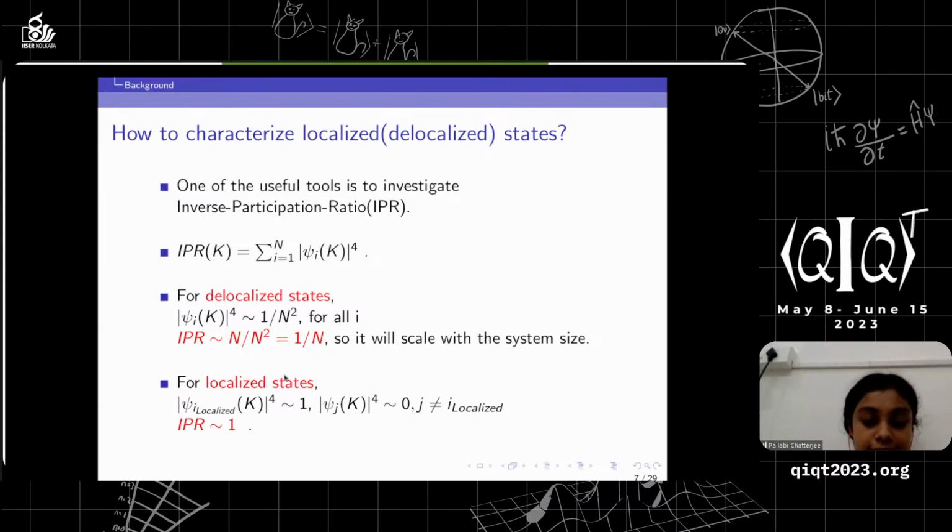Now for localized states, as the particle is localized to a particular site, |psi_i^k|^2 will be almost equal to 1 for the site where the particle is localized. If we take the fourth power, it will also be almost equal to 1. And for the other sites, it will be very small. For extremely localized states, the IPR value will approach 1. So for localized states, there is no system size dependency, and for delocalized states, there is a system size dependency.